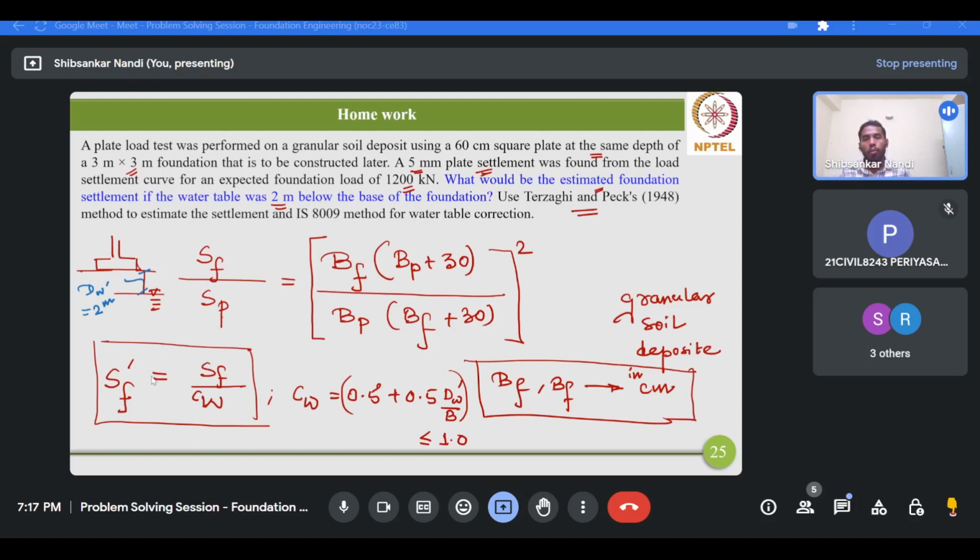So I'll request you to please solve these problems in full length and let me know about any difficulties which you face in the upcoming session.